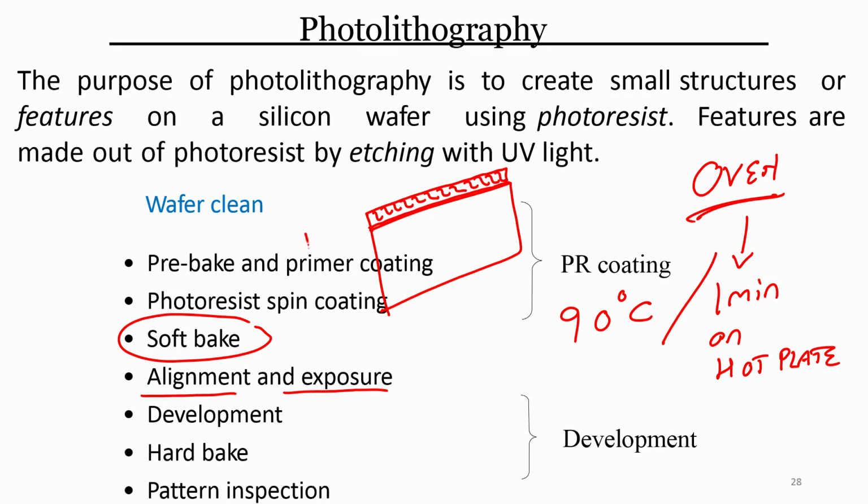Spin coat my photoresist. This is my silicon, this is my primer. After photoresist, I have to get a mask. Let us say this is a mask. We will talk about the mask and photoresist, how it will work depending on its type.